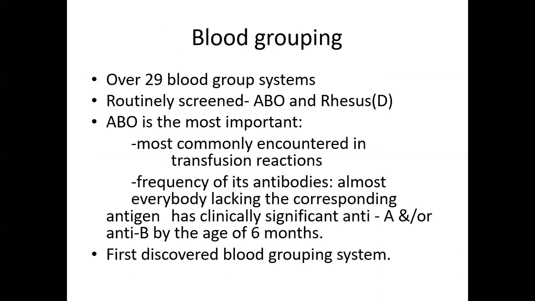Can move to the next slide. So once blood has been taken, it has to pass through some procedures. And one of them that is very key is to check the blood group. And when we talk about blood grouping, these are systems that are there to characterize different blood cells. And we have over 29 blood group systems, but the one we routinely use is the ABO and Rhesus. So the ABO is the most important because it was the first one to be characterized and has been maintained since. Though these other ones came in, but they came in after ABO. So it is the most commonly encountered in transfusion reactions. And almost everybody lacking the corresponding antigen has an antibody to it.